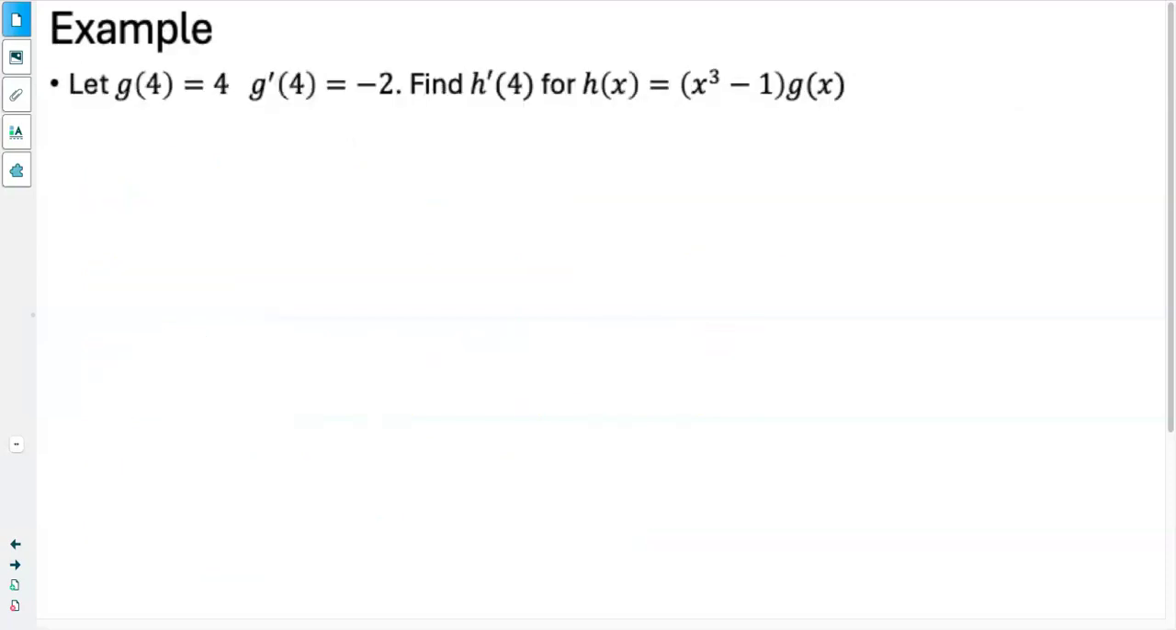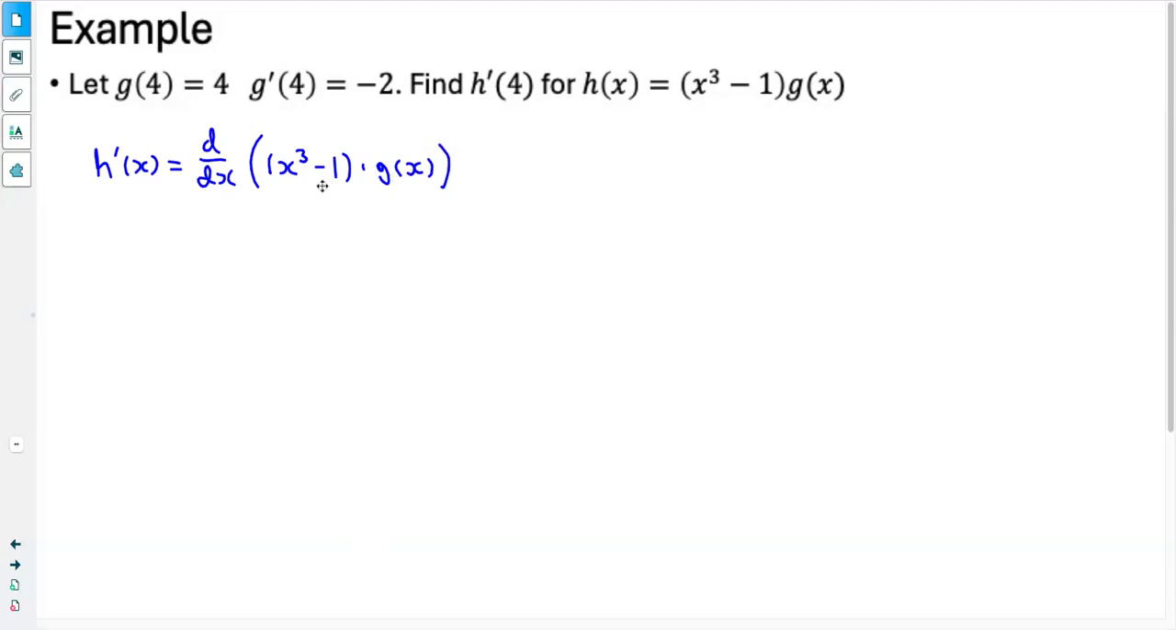Okay, next example, we're told that g of 4 is 4 and g prime of 4 is negative 2. We want to know what h prime of 4 is when h of x equals (x cubed minus 1) times g of x. So if we're looking for h prime of x, that would be our derivative of (x cubed minus 1) times g of x.